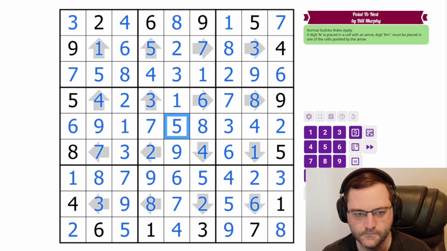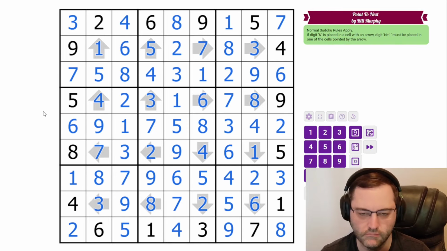That's the solution. So really lovely, very gentle start, and then a little thinkier as you go, as you have more options for the arrows.